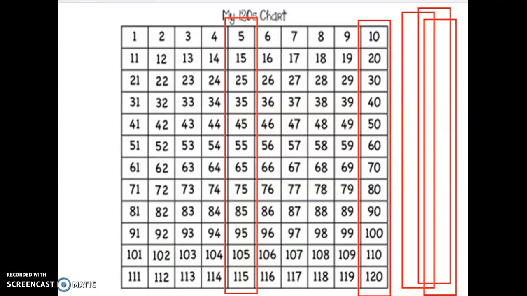We're going to count by 5s today. We're going all the way to 120. Use your finger to point if it helps you. Here we go. 5, 10, 15, 20, 25, 30, 35, 40, 45, 50, 55, 60, 65, 70, 75, 80, 85, 90, 95, 100, 105, 110, 115, 120. Good job, everyone. Keep practicing.